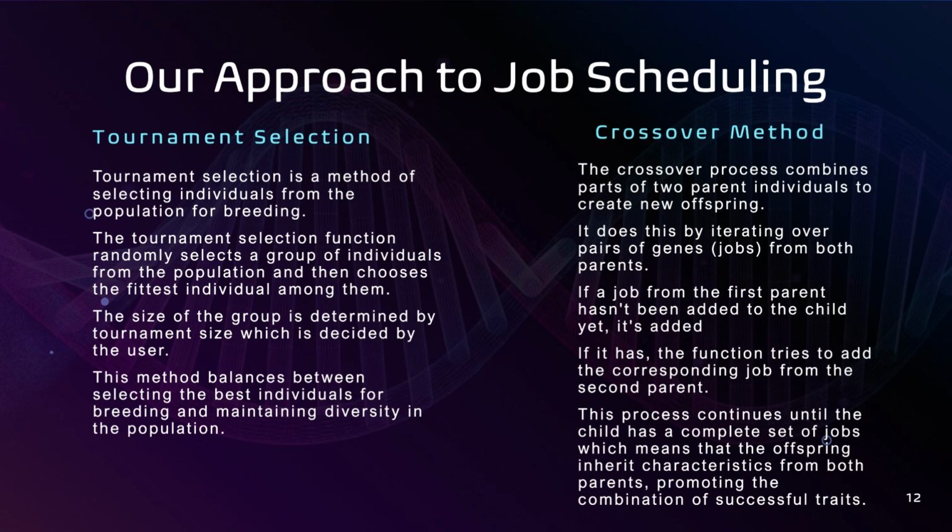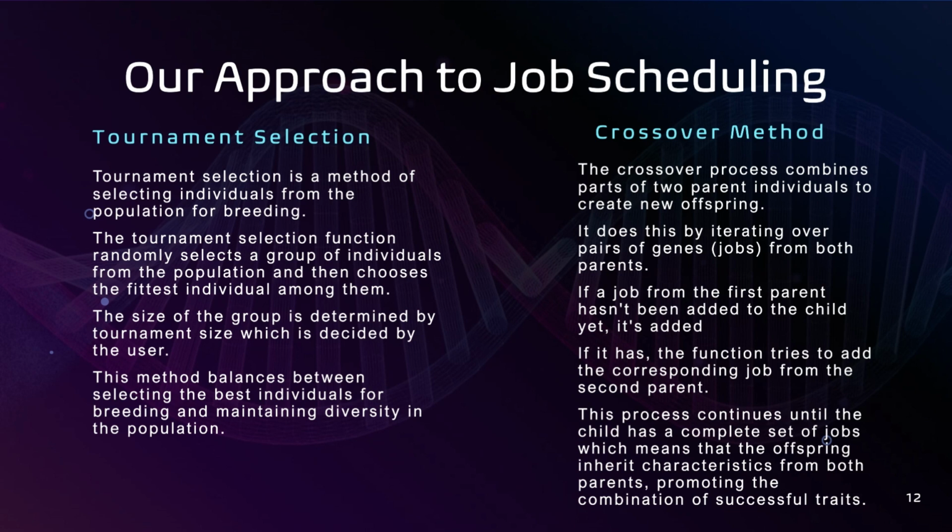Tournament selection is a method of selecting individuals from the population for breeding. The tournament selection function randomly selects a group of individuals from the population and then chooses the fittest individuals among them. The size of the group is determined by the tournament size, which is decided by the user. This method balances between selecting the best individuals for breeding and maintaining diversity in the population.